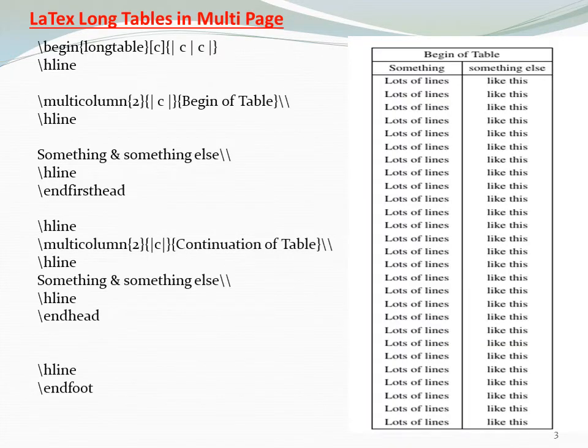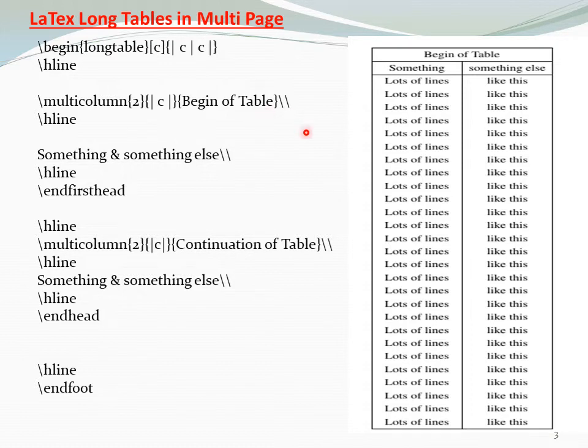Now here, to start with, the syntax is \begin{longtable}, and here two columns. So two columns, center aligned with vertical lines. So c with a vertical bar is given. Then \multicolumn{2}, that is, the two columns are merged with the title.